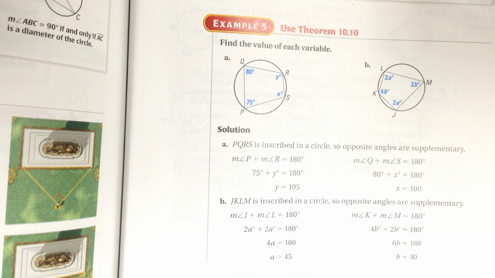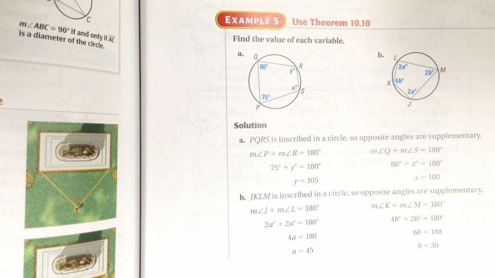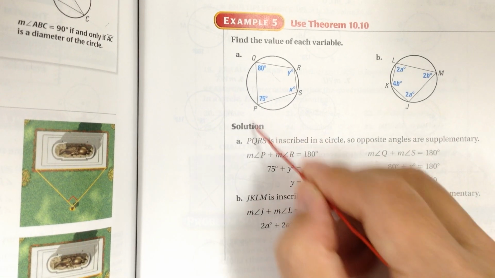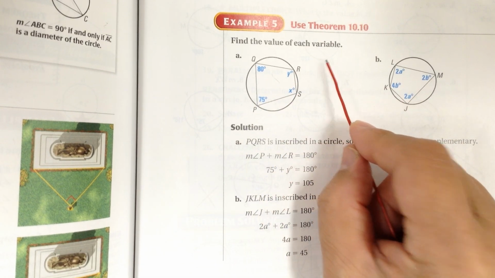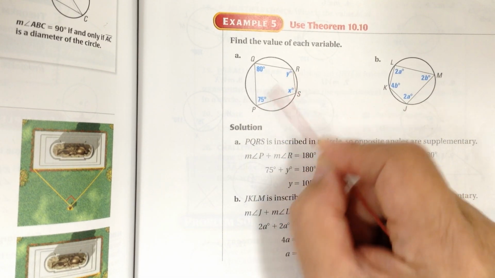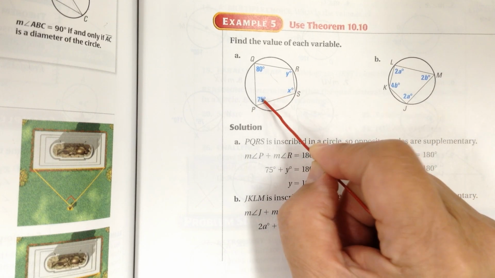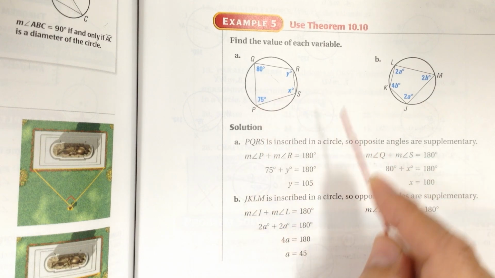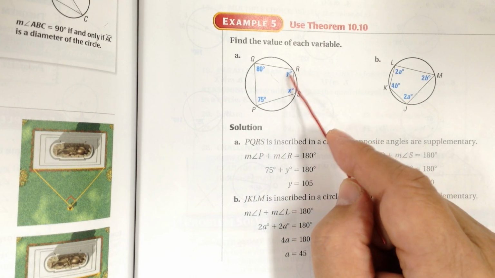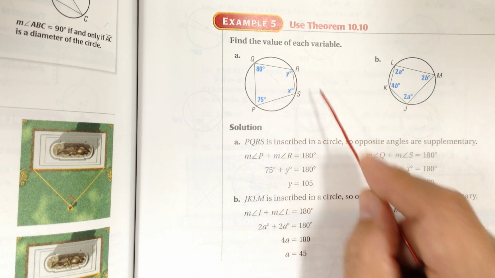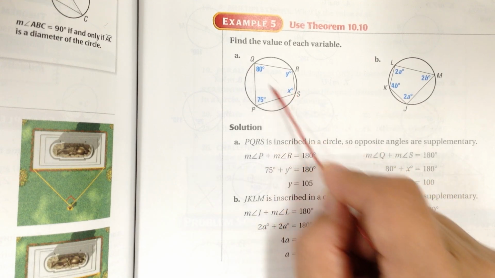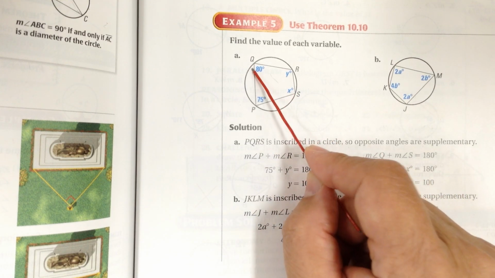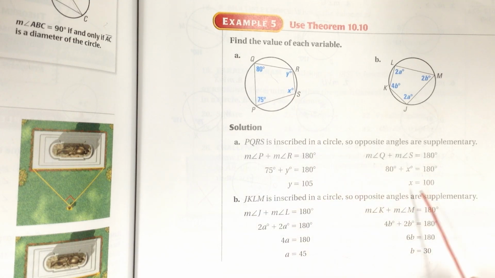Okay, so now you can use that to solve some problems. It says find the value of each variable. Over here, if this is 75, remember opposite angles add to 180, so 180 minus 75 gives you 105. For this one, again the opposite angle sums to 180, so 180 minus 80 gives you 100.